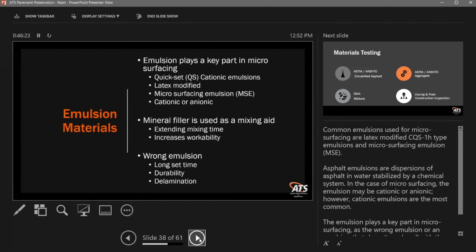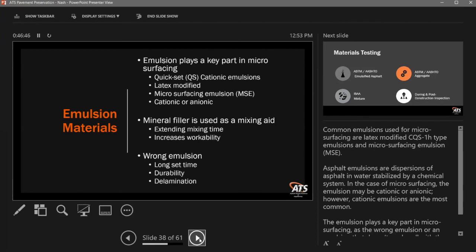You want to make sure that it's a quick set, so you'll see a QS cationic emulsion. A lot of times they're latex modified, and you can do cationic, anionic. I know a lot of them actually do mostly cationics. You're looking at mineral filler, which is a mixing aid. It's more or less to try and distribute that emulsion.